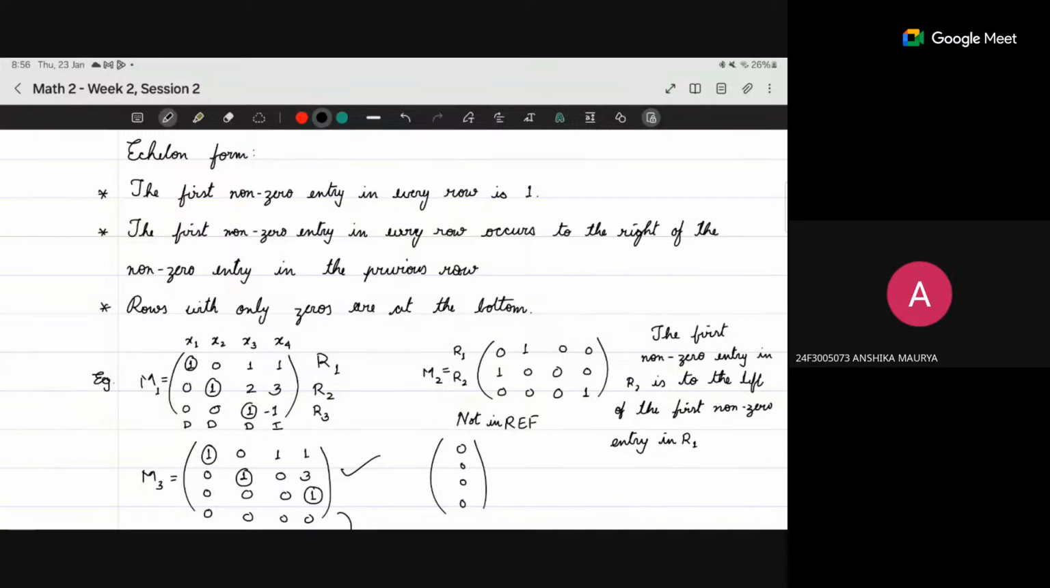Oh, second row, sir. The leading entry is not to the right of the one in the first row. Yes, so that is why this is not in REF. Is that fine? Yes.